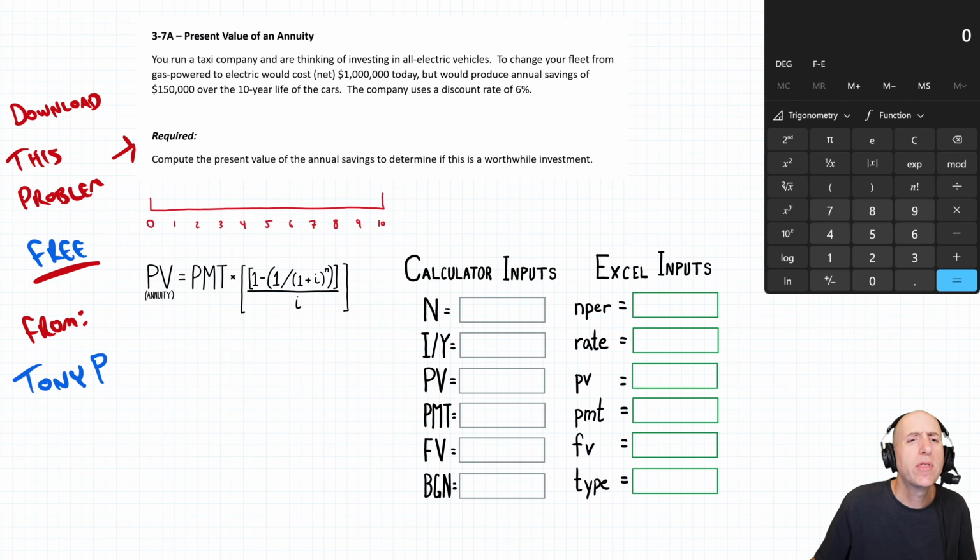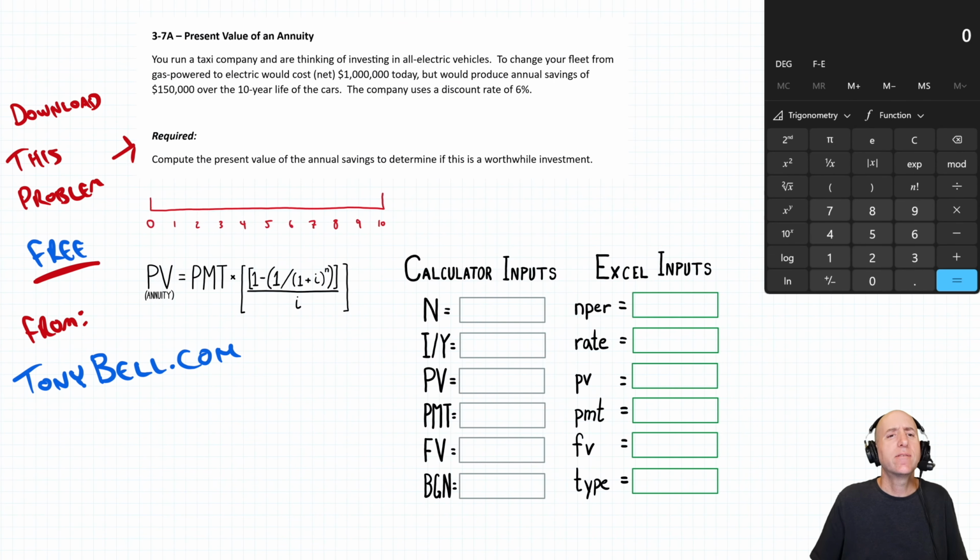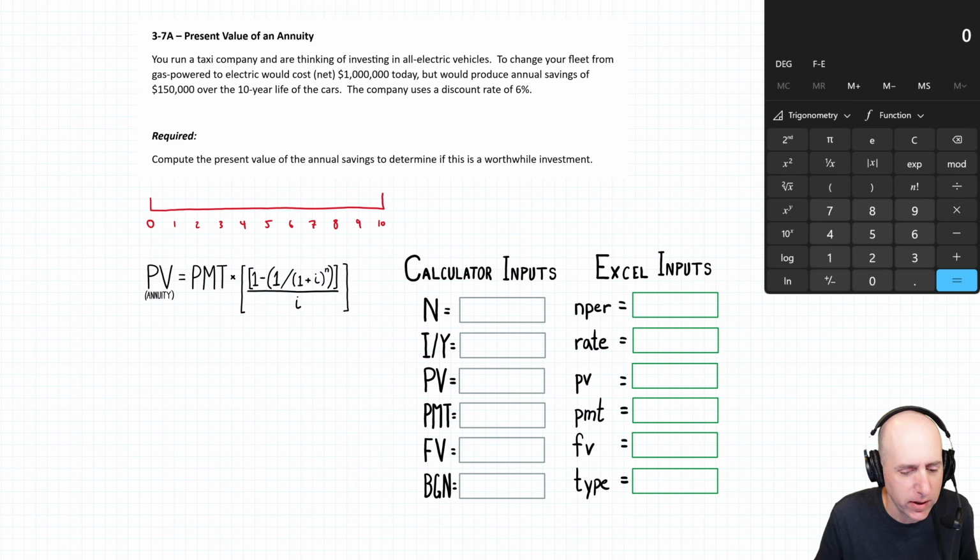Let's jump into problem 378, another present value of an annuity problem. You run a taxi company and are thinking of investing in all-electric vehicles. To change your fleet from gas-powered to electric would cost you net, after you've sold the old ones and bought the new ones, $1 million. So $1 million in cash outflows today, but will produce annual cash savings of $150,000 over the 10-year life of the cars. The company uses a discount rate of 6%.